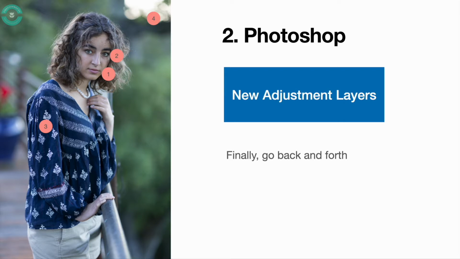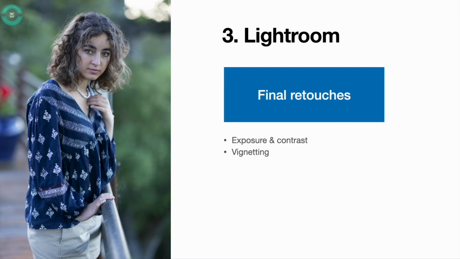For instance, I might go back to the lips color layer to saturate the red color a little bit more. Or I might think the green color behind her should be a little bit more muted or saturated. And then I will add a new adjustment layer to change that. And finally, I will export the picture back to Lightroom and do some fine retouches, such as adding a vignette.